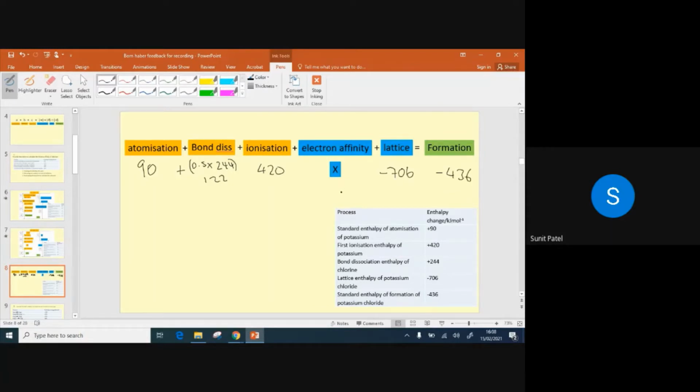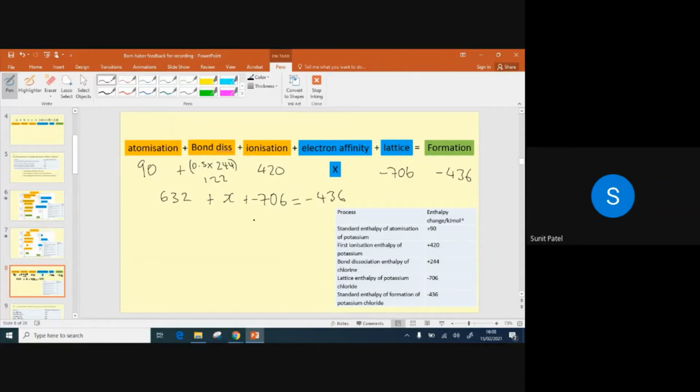Rearranging this mathematically, the best way to do this is step by step. What I suggest is add up all the orange parts, the sum of the orange parts first. That's the safest way to do it. So using your calculator, work it out. And if I work it out, I get 632 added to X. That X, of course, is the unknown, what we want, added to -706, which is then equal to -436.